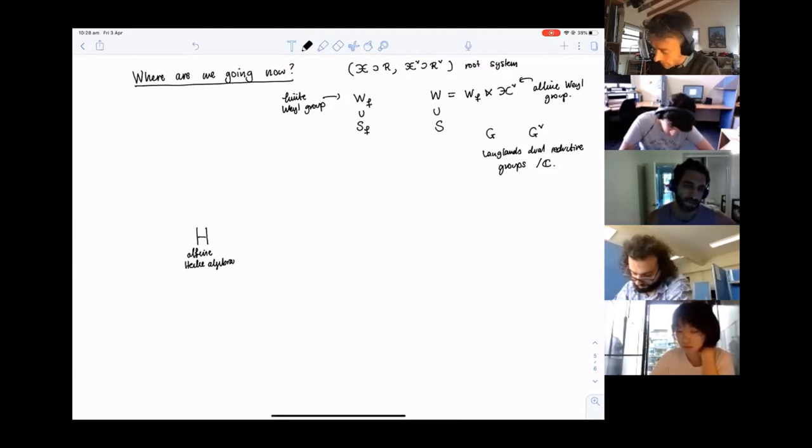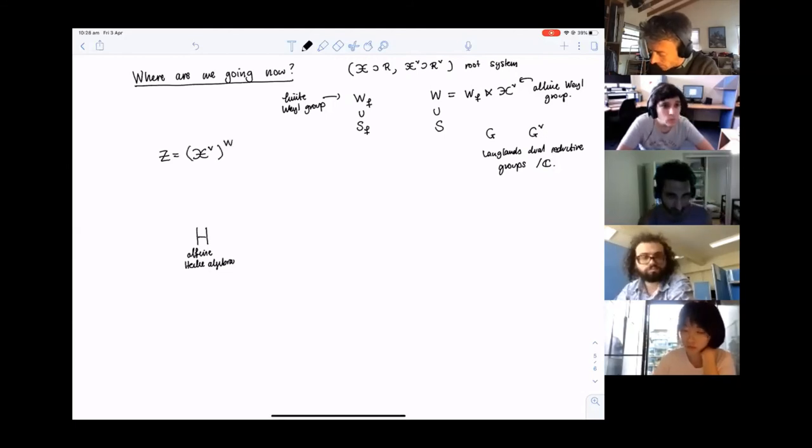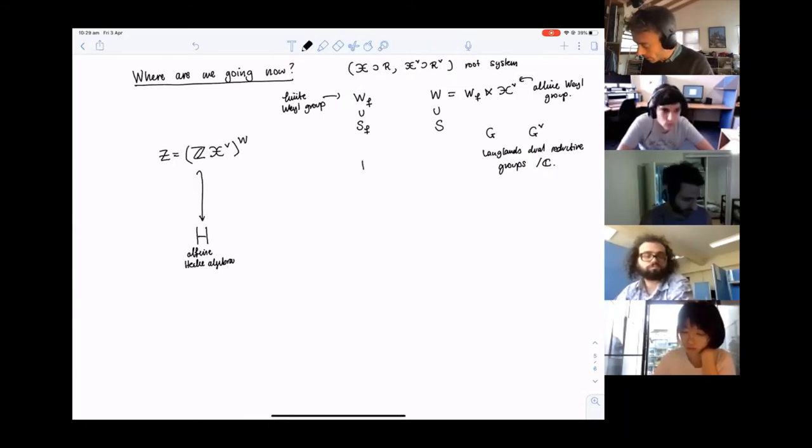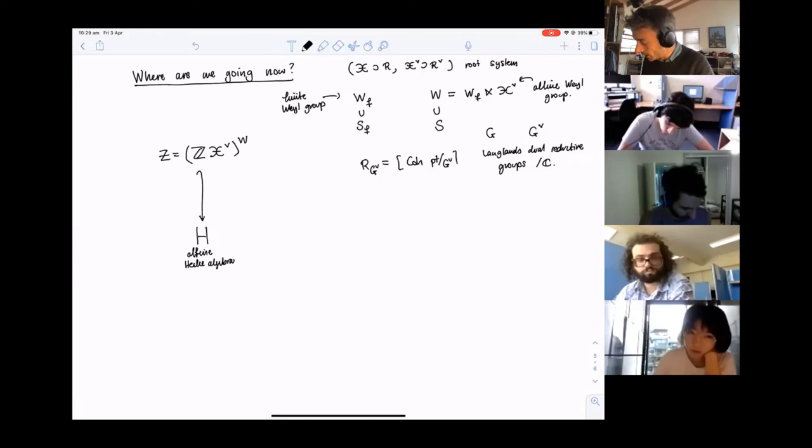Then we have its center, which is identified with the W-invariants in the co-characters. And this is, of course, the same thing as the representation ring of G check, which is the Grothendieck group of coherent sheaves on point mod G check.